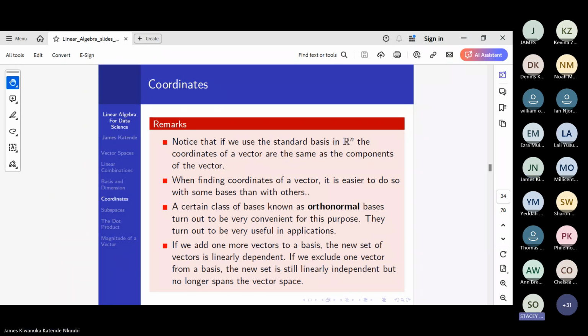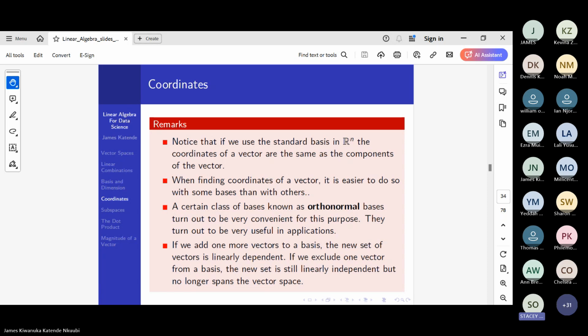So in the remark, which sentence is the problem? It starts, if we add one more vector to a basis, the new set of vectors is linearly dependent. And if we exclude it, the new set is still linearly independent. How come it is still, meaning it's supposed to remain linearly dependent, not independent? There's something there that says one more vector. Yes, so we are adding one more vector to a basis, so it's not the same set of vectors anymore. It is a basis plus one more vector.